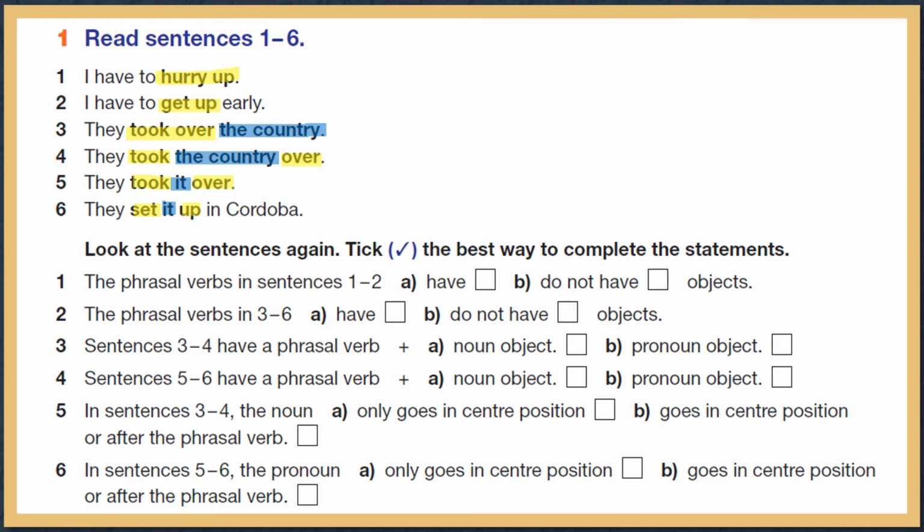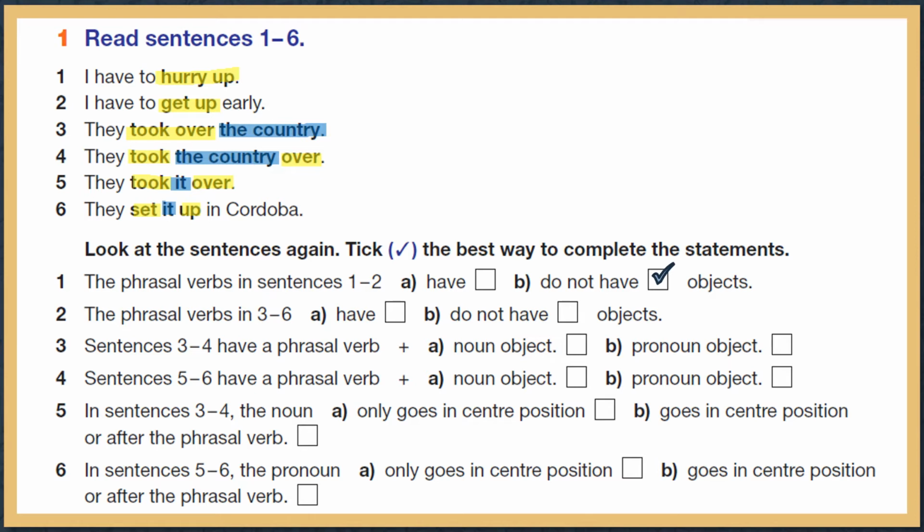Look at the sentences again. Take the best way to complete the statements. 1. The phrasal verbs in sentences 1 and 2, hurry up, get up, have or don't have objects. I, subject, have to, hurry up, verb. So. I have to get up early: adverbs, verb, subject, so it's okay. They don't have any objects.